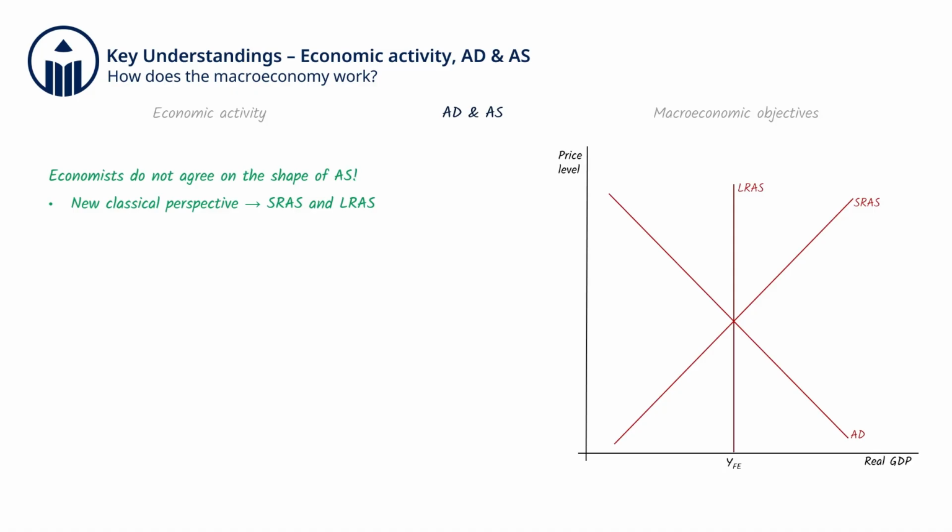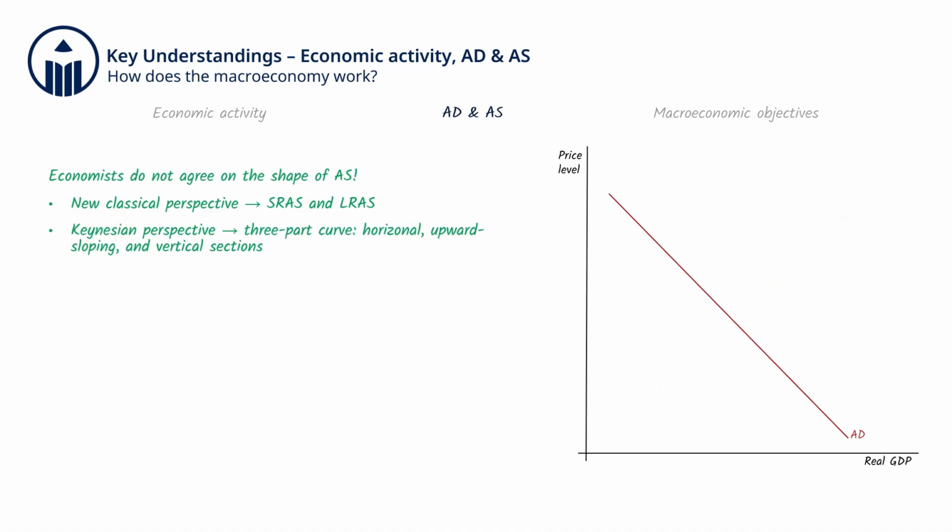However, Keynesian economists represent aggregate supply as a three-part curve: a horizontal section when there is lots of spare capacity in the economy, which means AD can increase without a rise in the price level; an upward sloping section when the economy is approaching full capacity, where any increase in AD will be accompanied by a rise in the price level; and a vertical section when the economy is operating at full capacity, meaning output cannot increase any further, and any increase in AD will only cause a rise in the price level.